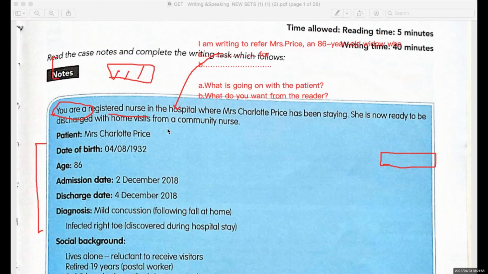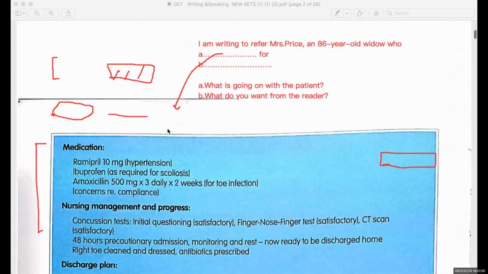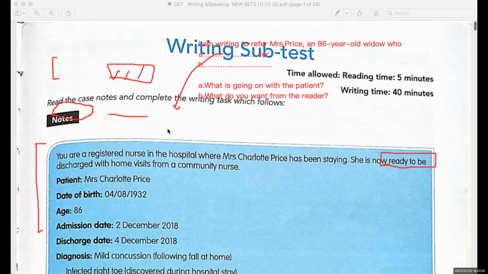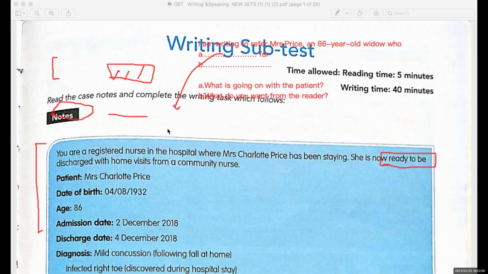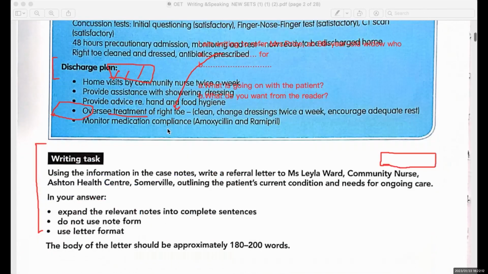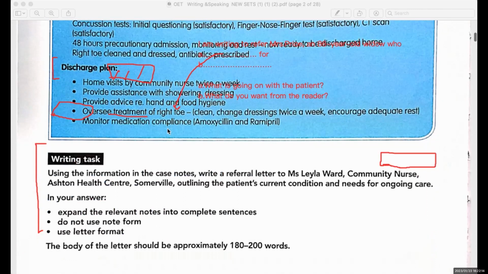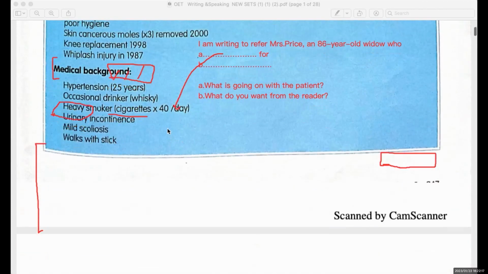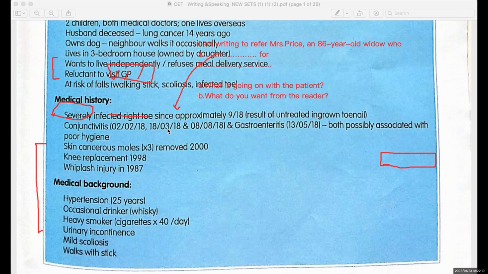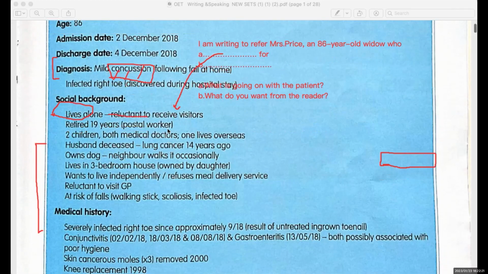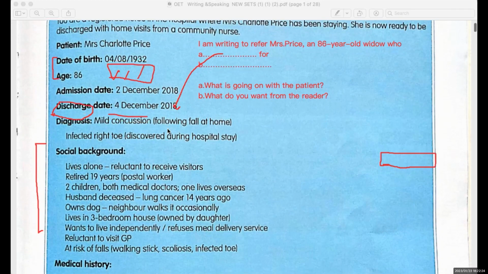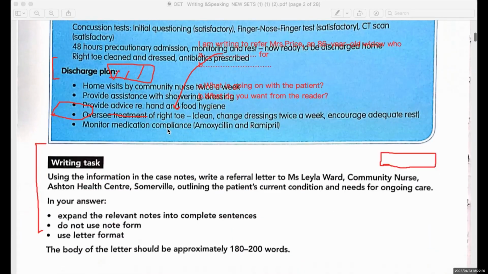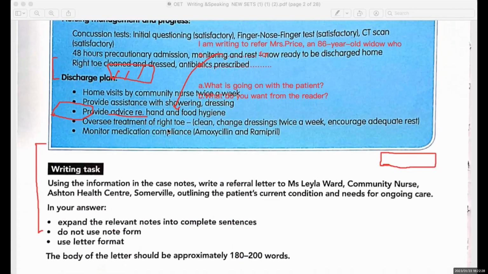So by reading the top of the letter and bottom of the letter, we've come to realize that what do you want from the reader? We have two things. Number one is home visit. Another one is ongoing care. Now, any of them can be used in the introduction, or any of them can be used in the closing of the letter as well. So I suggest if you use home visit in the intro, then in the closing, use ongoing care, or vice versa.